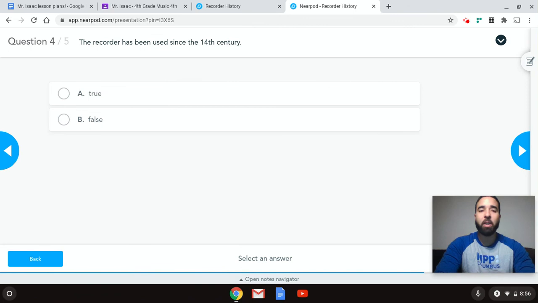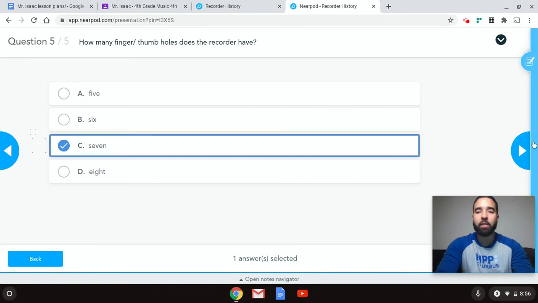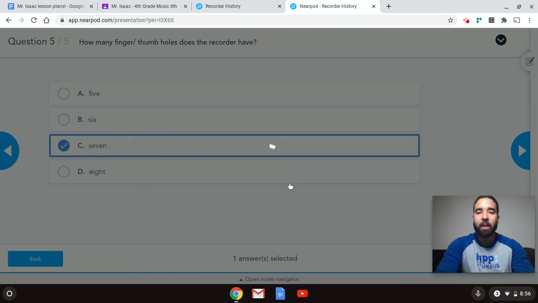The recorder has been used since the 14th century. I think we just talked about it. And I just said that it was one of the questions I didn't remember. All right, go ahead and pick your answer there, true or false. Moving on to the next one. How many finger holes does the recorder have? 1, 2, 3, 4, 5, 6, 7. All right, once you've figured out that answer, go ahead and press your answer, submit, and you should be good to go on this one.